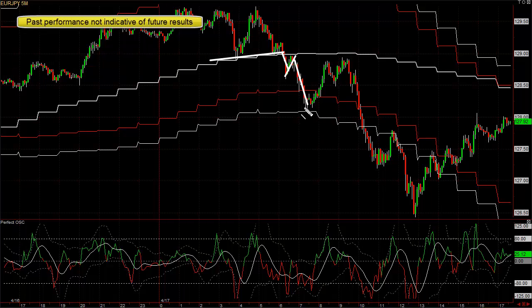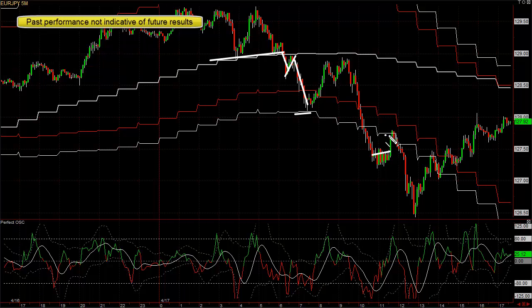Typically, when you get a pullback to the lower band, you're going to get some kind of a bounce. Or if it doesn't, like in this case, goes down a little bit more, when it starts to go sideways, you get out. And wait for it to go back to the band. If it only went up a little bit, it's debatable whether you should take the trade.